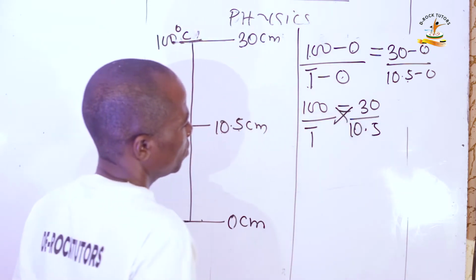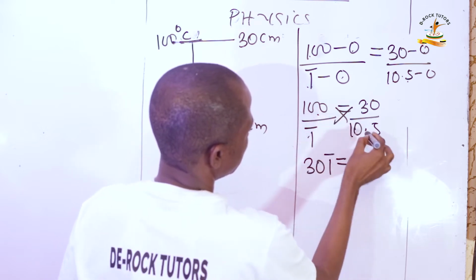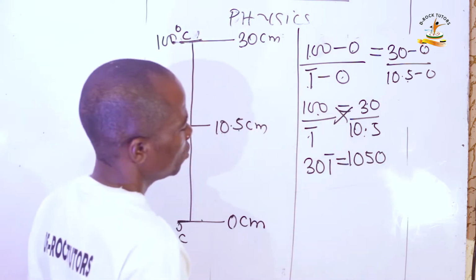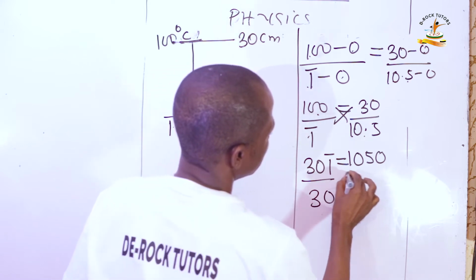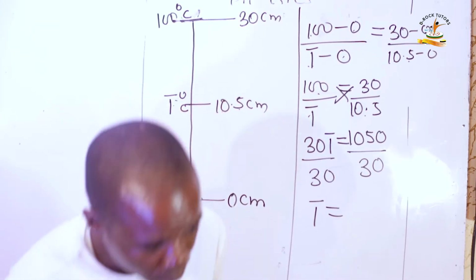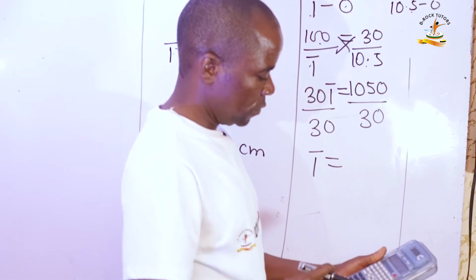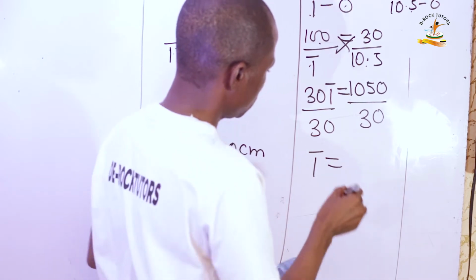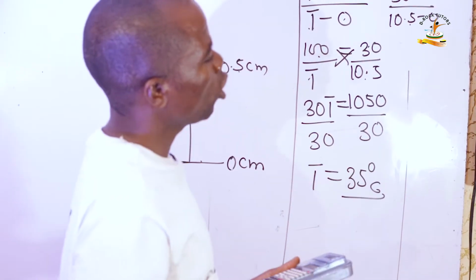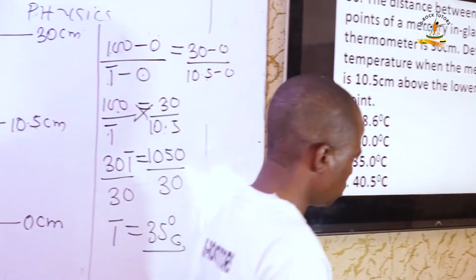What do we do? You can first cross multiply so that T times 30, that's 30T, is equal to 100 times 10.5, that's 1050. Let's divide both sides by 30. So we now have our T, the temperature, is equal to, using our calculator, 1050 divided by 30. That gives us 35. That's 35 degrees Celsius. So the correct answer is option C, 35 degrees Celsius. Let's go to number 31.